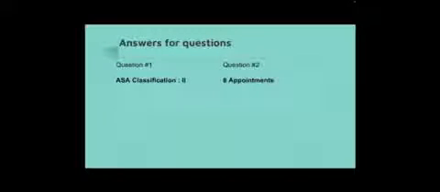Here are the answers to our questions. Question number 1, the answer is ASA classification 2. Although all his vital signs were within normal limits, he does smoke 1 pack of cigarettes per day, therefore classifying him as ASA class 2.